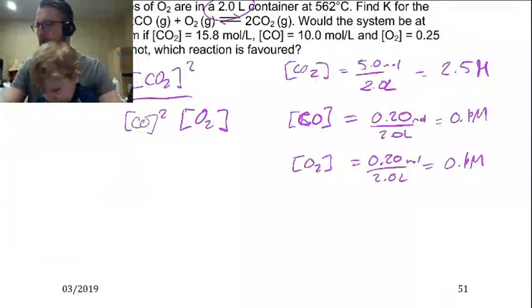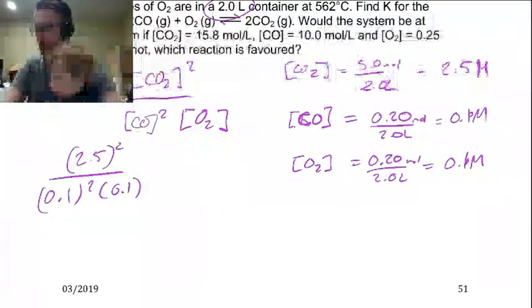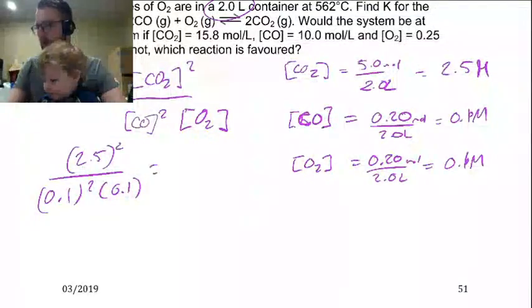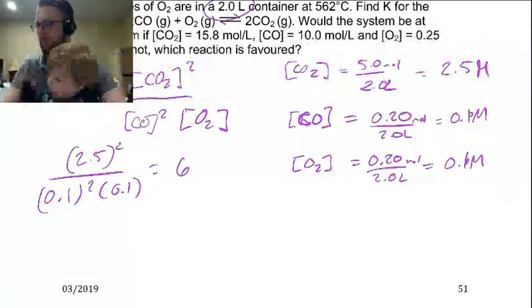Okay, so punch that into our K calculator. 2.5 squared, 0.1 squared, 0.1. It's pretty straightforward. Okay, so we get a pretty big K. We got 6,250 is equal to K.